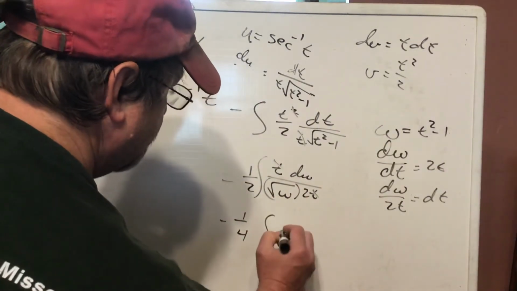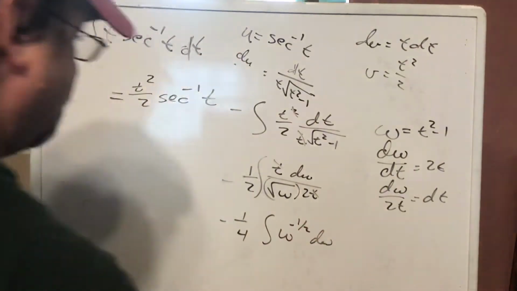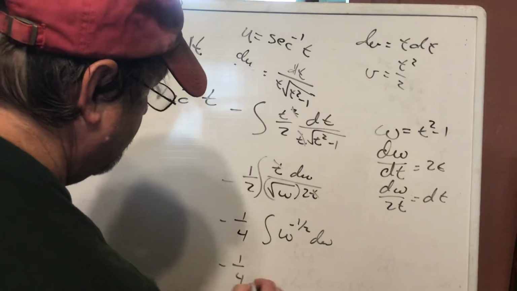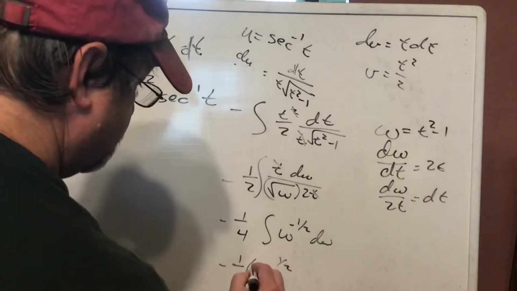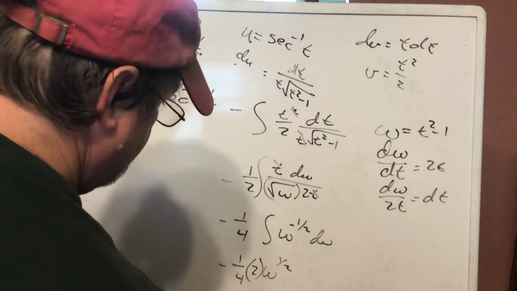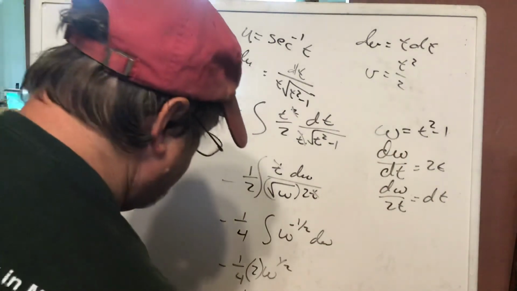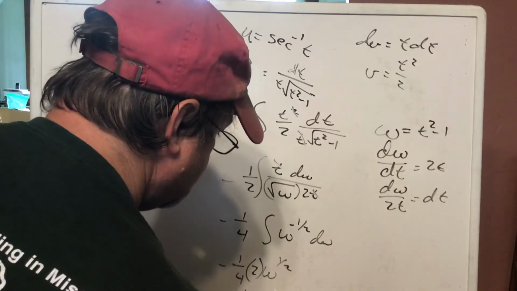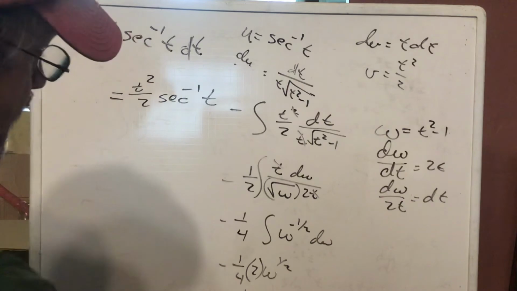what I have in the integral is w to the minus 1/2 dw, and for that I raise the power by 1, which is to the 1/2, divide by 1/2, which is the same as multiplying by 2, and if I go back to what w was, t squared minus 1, it becomes this. That's the second half, so that minus that, and that's the integral.